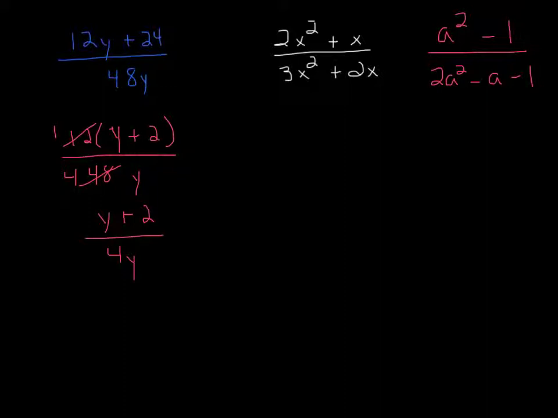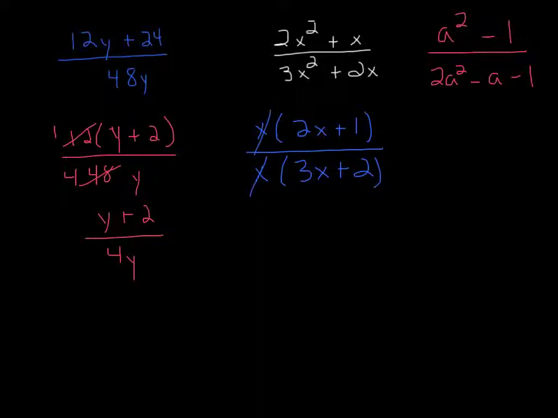Okay, so let's keep on moving on. So in the second one, 2x squared plus x, we have an x in common, right? So we're left with 2x plus 1. And on the bottom we have an x in common as well, and we're left with 3x plus 2. And the x's cancel out. So we're left with 2x plus 1 over 3x plus 2. And there you go. Can't do anything else with that, so we are in simplest form there.